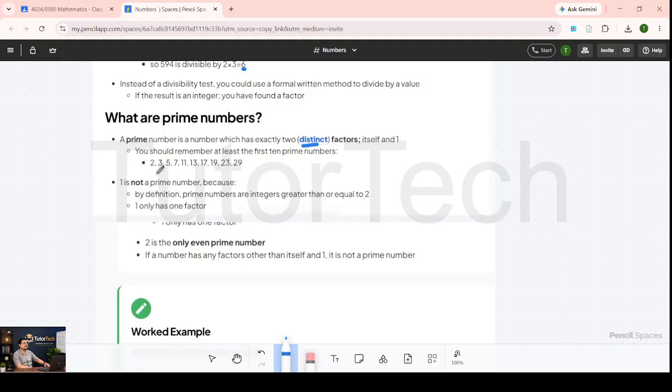Like we have 2, 3, 5, 7, 11, 13, 17, 19, 23, 29. All of these numbers have only two distinct factors, themselves and one. One is not considered a prime number because, by definition, prime numbers are integers which are greater than 1. So prime numbers start from 2, then 3, 5, 7, 11, 13, 17, 19, 23, and 29.